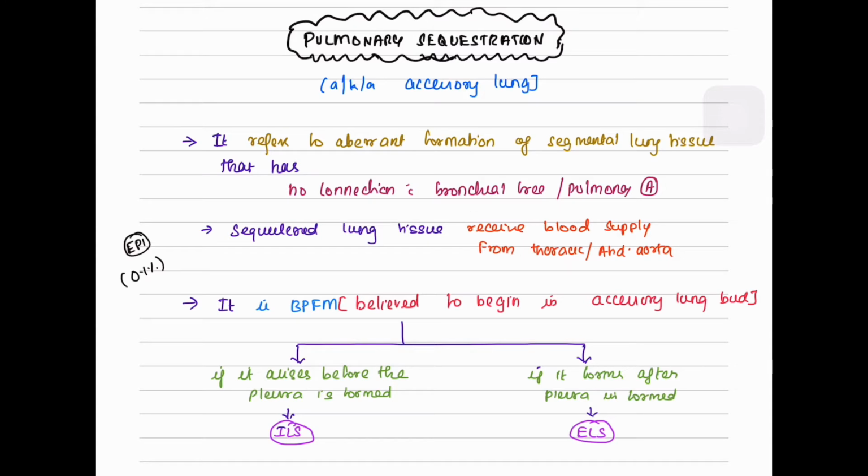It is a type of bronchopulmonary foregut malformation and is believed to begin in the accessory lung bed. If the abnormality arises before the pleura is formed, it can result in intralobar sequestration. If it forms after the pleura is formed, it results in extralobar sequestration.